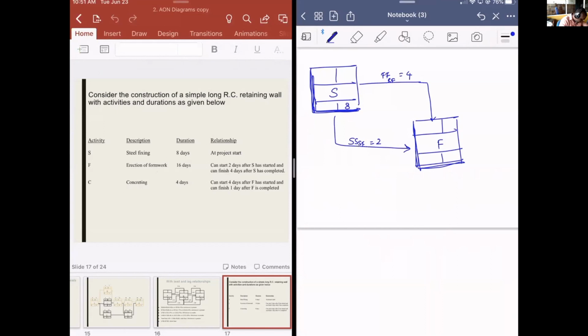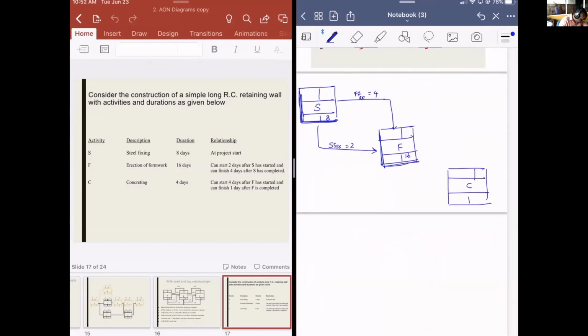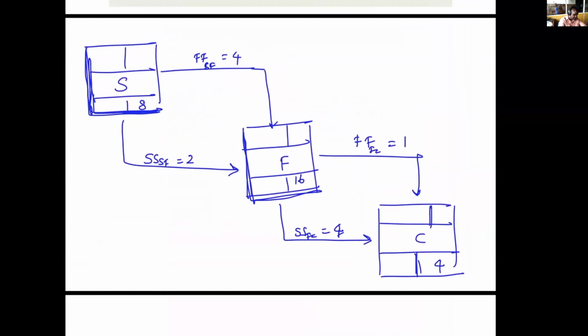F is an activity of duration 16. Likewise, C is an activity with a duration of 4. There's a start to start link from F to C that is 4. There's a finish to finish link from F to C, that is 1. So this is the basic diagram. Now I have drawn the diagram. The next part is solving the diagram.